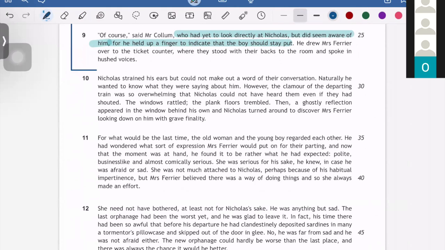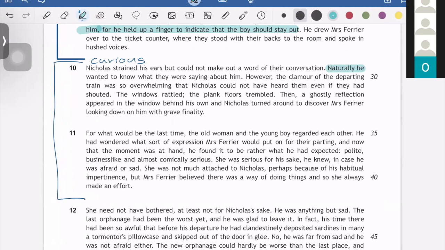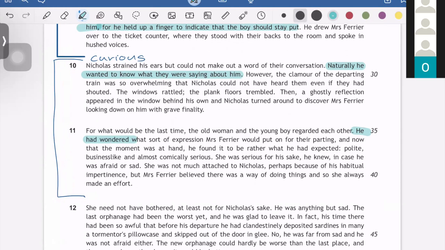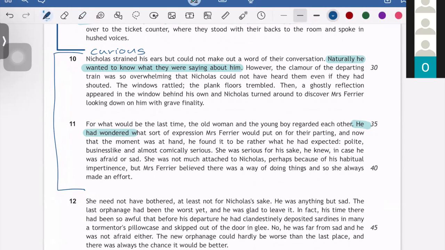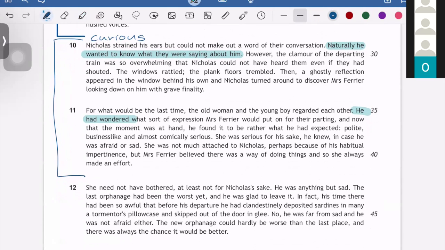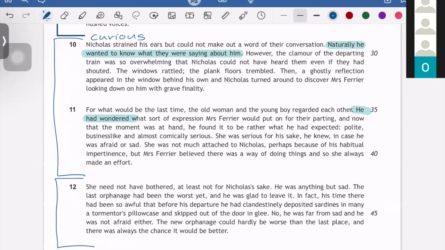And then paragraphs 10 to 11. This is curious. Here, he's being curious. Naturally, he wanted to know what they were saying about him. He had wondered. And then last, this is hopeful. This is where he will start his new beginning, going to the new orphanage.